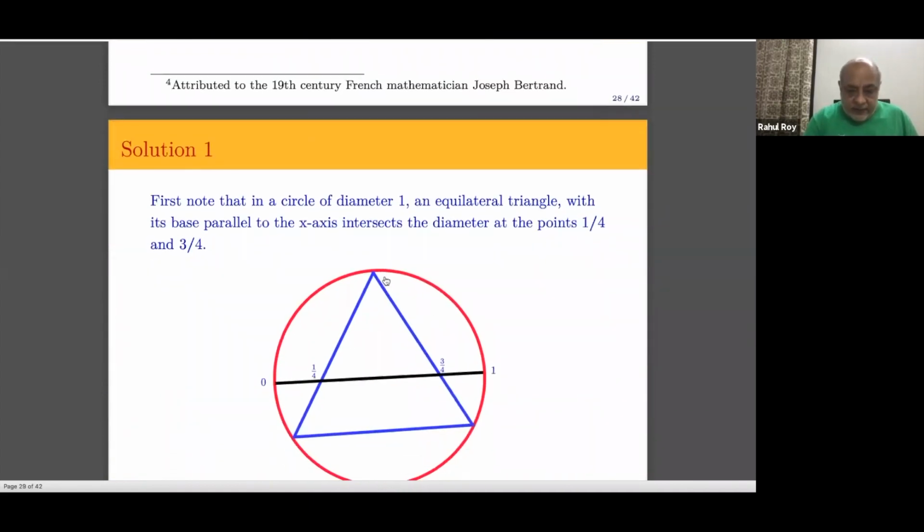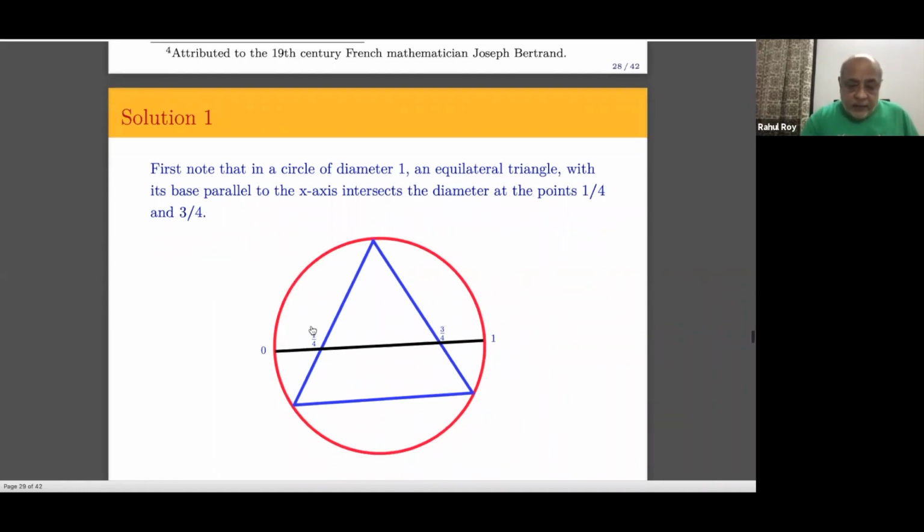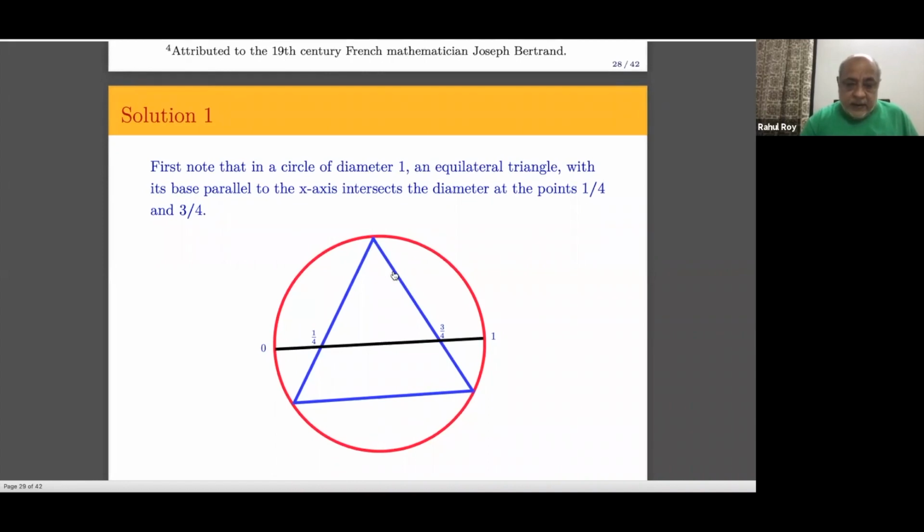Solution 1. This is a circle of diameter 1, as you can see, 0 to 1. And we have inscribed an equilateral triangle, which is the blue triangle inside. The base of the equilateral triangle is parallel to the x-axis, which is given by this line, 0 to 1. Note one thing: if I inscribe this equilateral triangle in this circle, the points where it will cut the line 0, 1 are exactly 1/4 and 3/4.